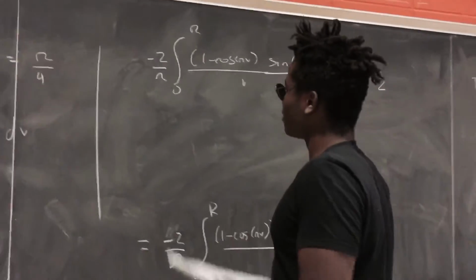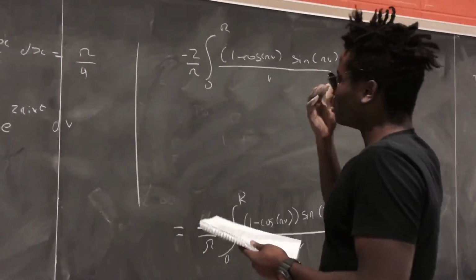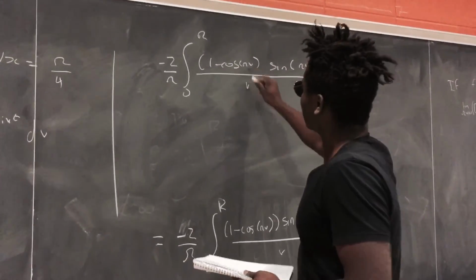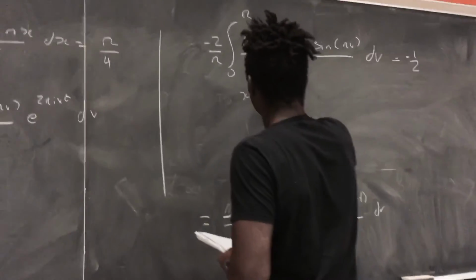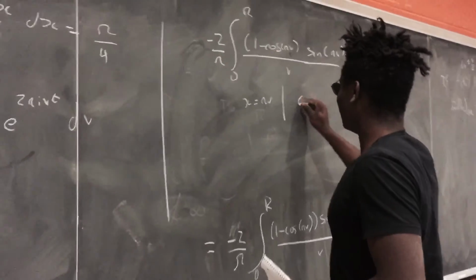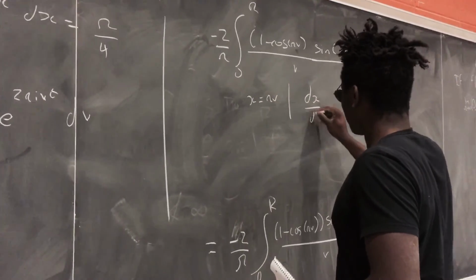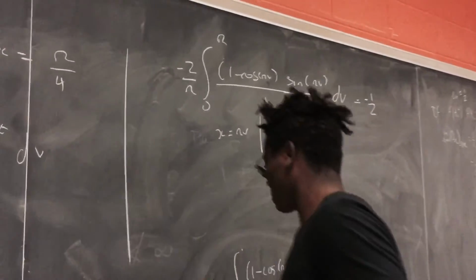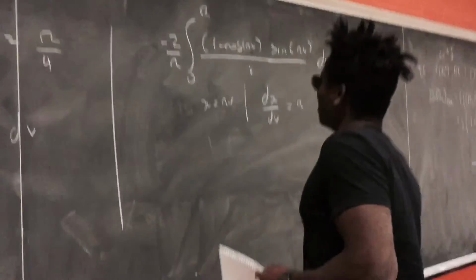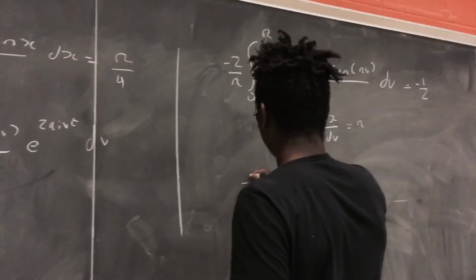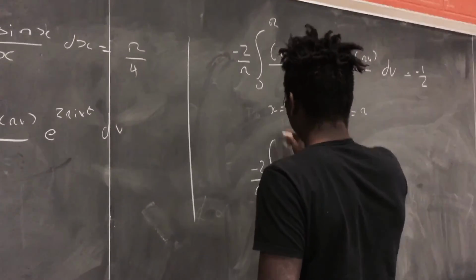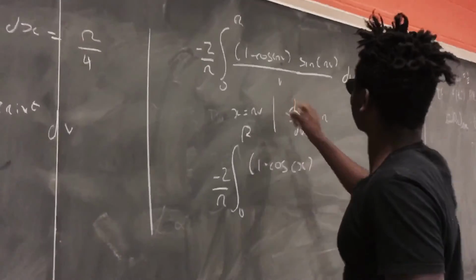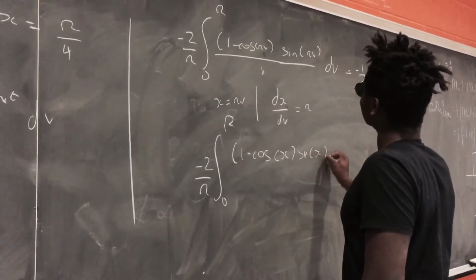So we're very close, right? Now, if we change the variables here, if we set x to be equal to pi v, and take the derivative, dx over dv is clearly equal to pi. We now have this. Cos x, right? Sine x, right?